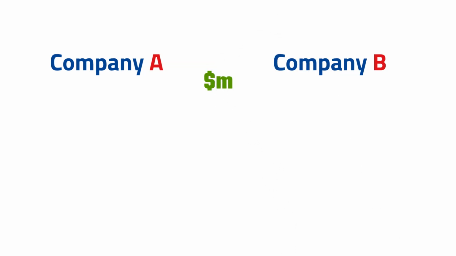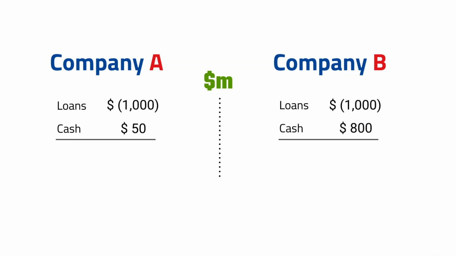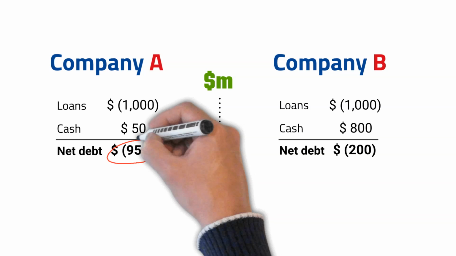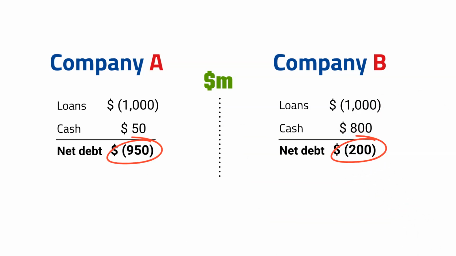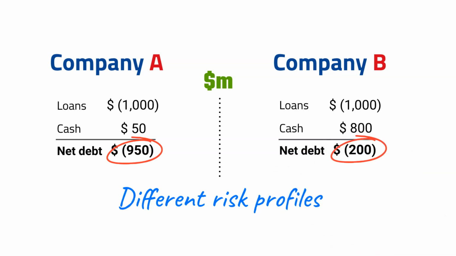Imagine two companies. Both have reported financial debt of 1 billion. But one has almost no cash at 50 million, while the other has 800 million in the bank. The first one will then have a net debt position of 950 million, while the second one 200 million. This makes a difference. And these are very different risk profiles. That's why analysts focus on net debt, not just debt.